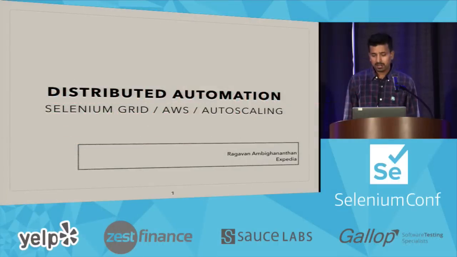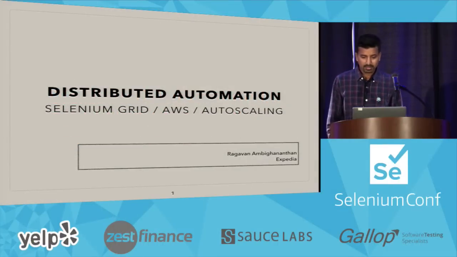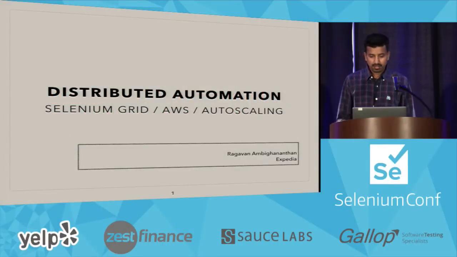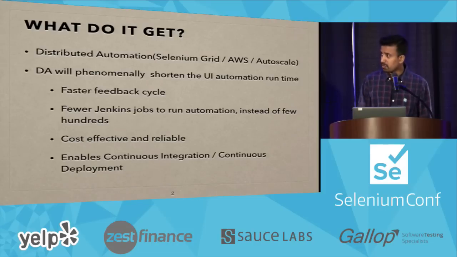My name is Ragavan Ambighananthan, and I work for Expedia. Today, the topic we're going to look at is distributed automation using Selenium Grid, AWS, and Autoscaling.